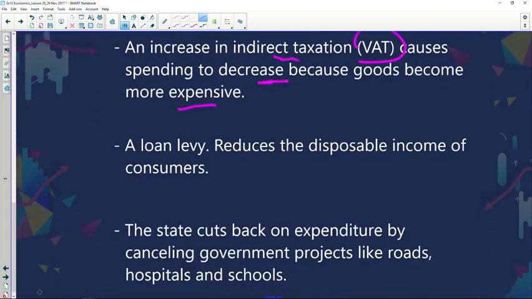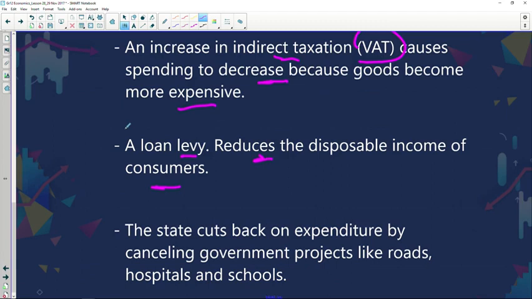And also a loan levy that can be charged on loans will then reduce the disposable income of consumers. So consumers will have less to spend, and therefore that will result in a situation where we minimize the general increase in prices.